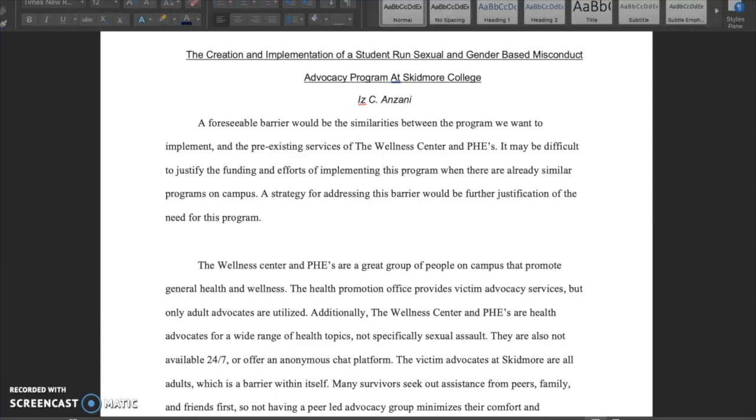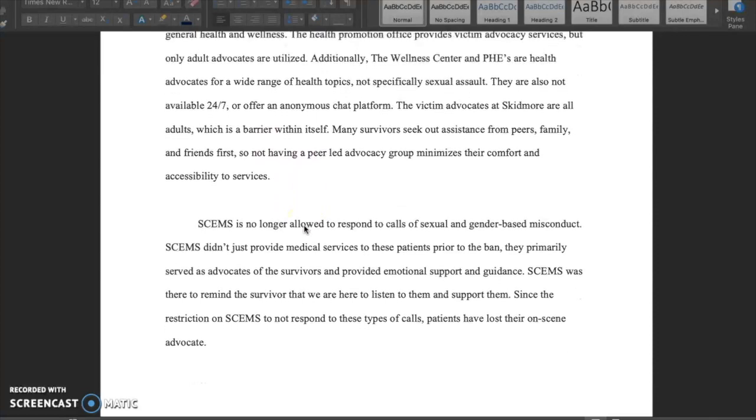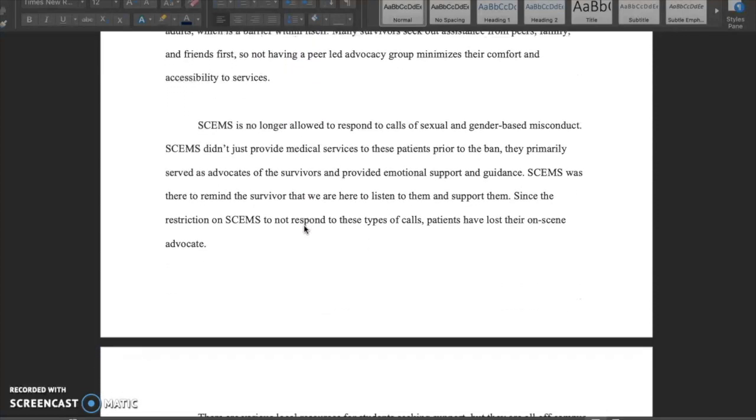So, a foreseeable barrier that we had to address was the fact that our program is very similar to what is offered by the peer health educators and the victim advocates, as well as services provided by Wellspring and the Counseling Center. In my proposal, I have outlined how the Wellness Center and PHEs are not addressing this need in the way that we could with our proposed program.